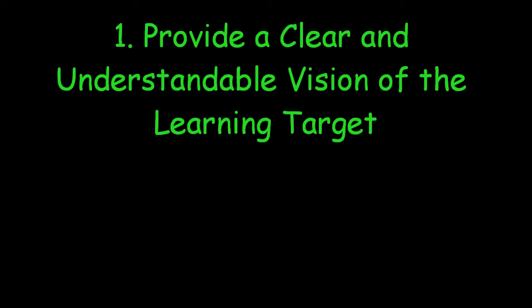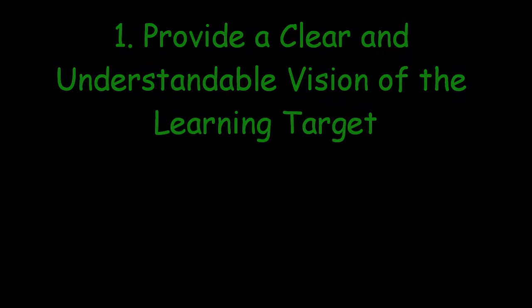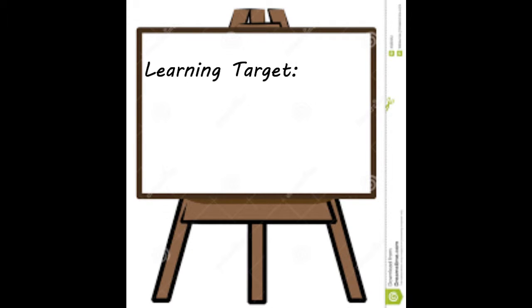One strategy listed is to provide a clear and understandable vision of the learning target. This means giving students an idea of their learning destination. This would be when we as teachers write learning objectives or goals on the board at the start of a lesson, or before the students begin an activity.